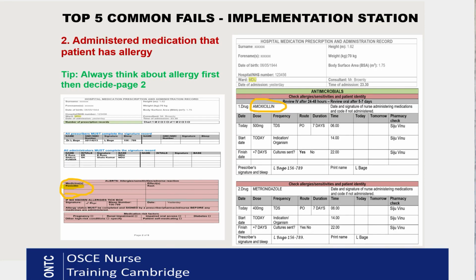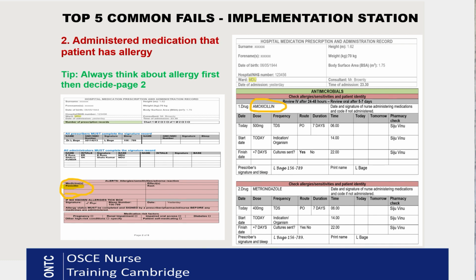Tip number 2 will be administer medication. That has been a common fail, that a nurse administered the medication that the patient is allergic to. Obviously that will be a critical fail if a nurse ends up giving an allergic drug to a patient. So that's really important. Now you know the allergies are on page 2 of the document.